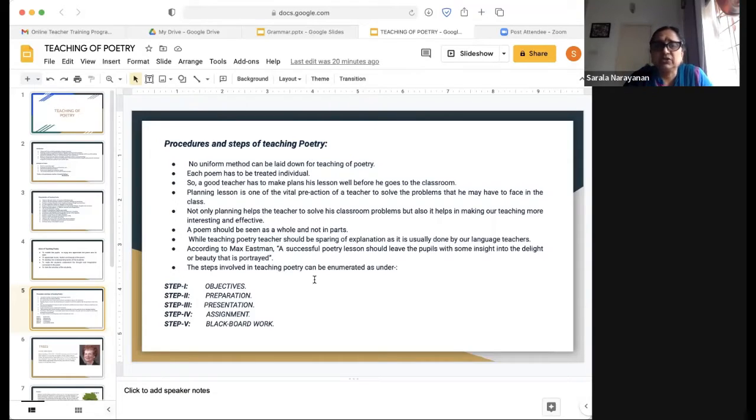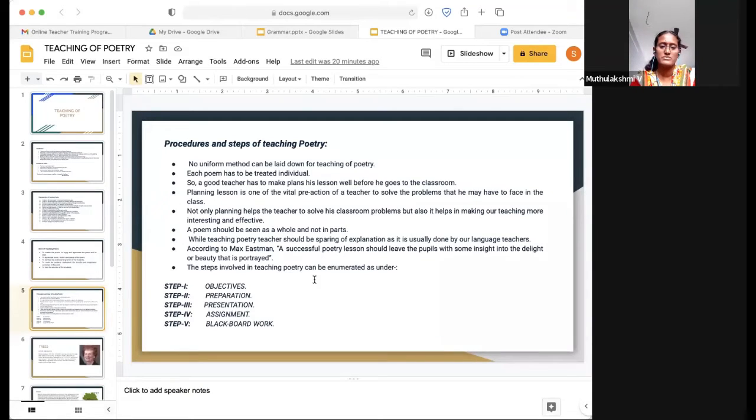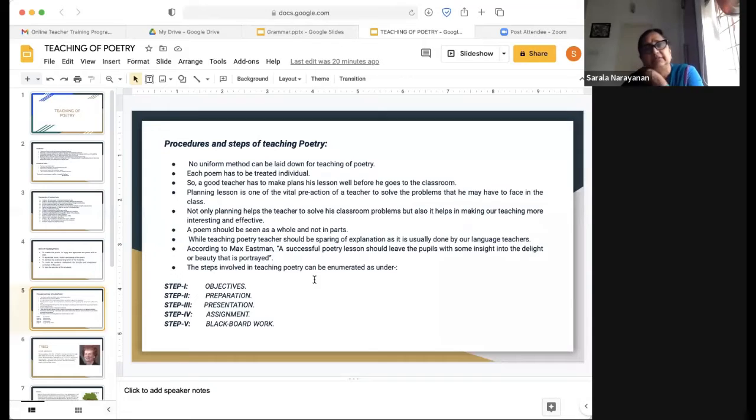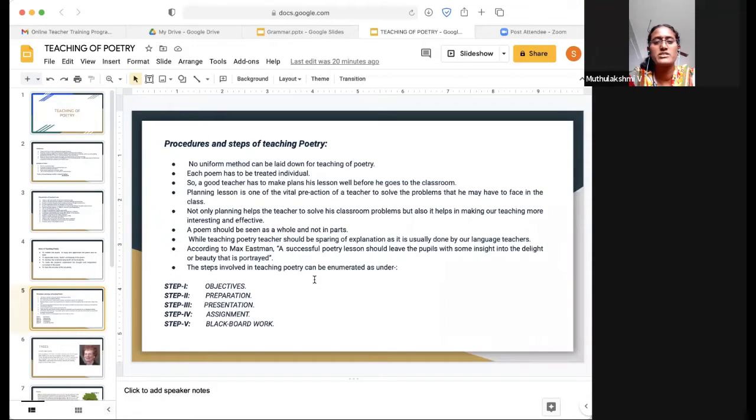Yes, can you continue, read the procedure and steps for teaching poetry? Shall I, ma'am? Yes, sure, go on, Lakshmi. Yes, ma'am. Procedures and steps of teaching poetry.